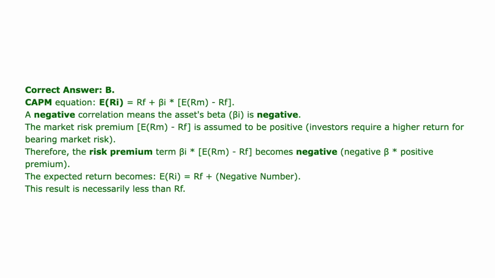Negative correlation results in negative beta. In CAPM, expected asset return equals the risk-free rate plus asset beta multiplied by the market premium. With beta negative and market risk premium positive, the term is negative, which results in expected asset return less than the risk-free rate.